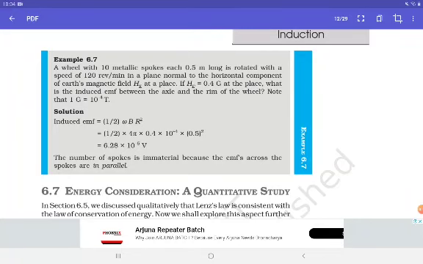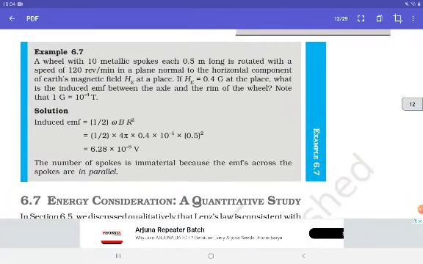So today we are going to start with example number 6.7, which is a wheel with 10 metallic spokes, each 0.5 meter long, is rotated with a speed of 120 revolutions per minute in a plane normal to the horizontal component of Earth's magnetic field HE at a place. If HE is equal to 0.4 G at the place, what is the induced EMF between the axle and the rim of the wheel?